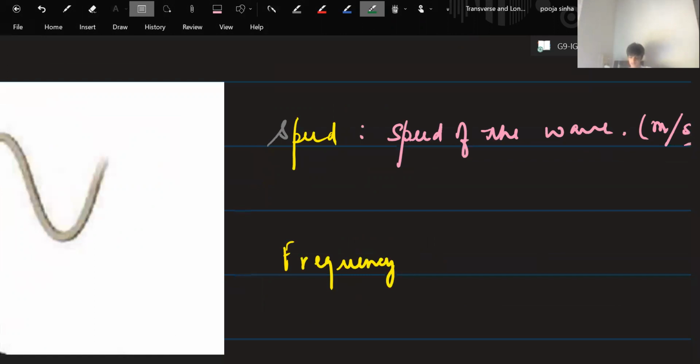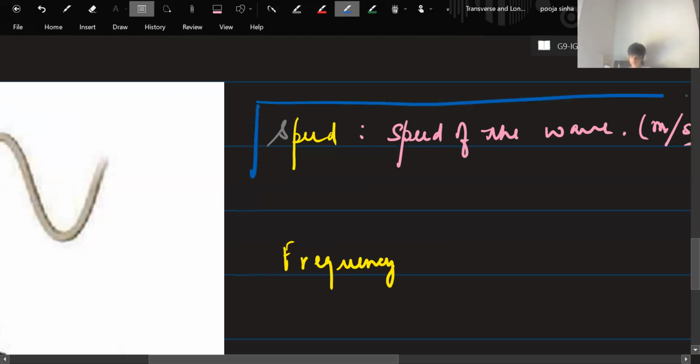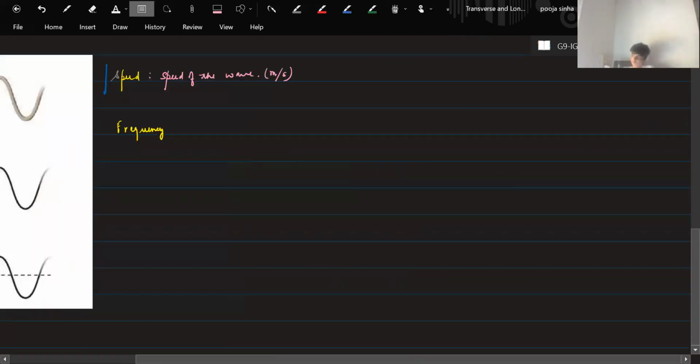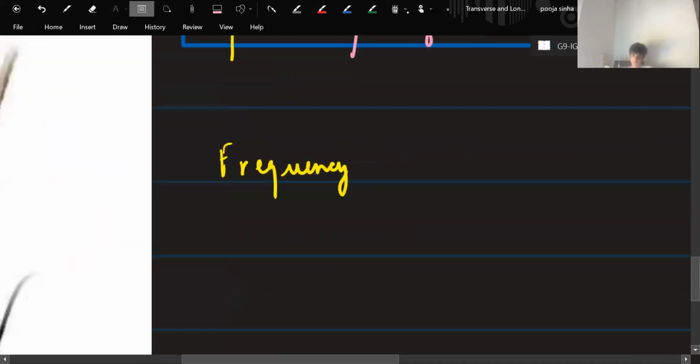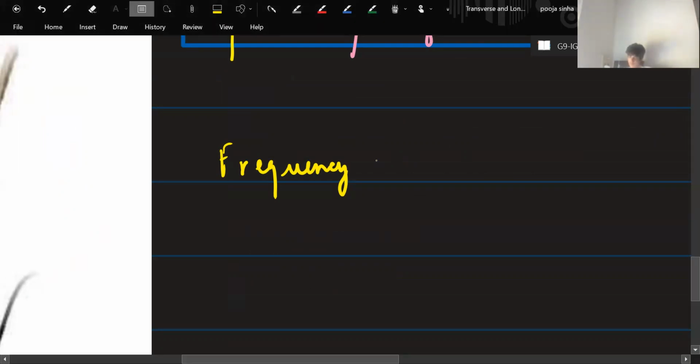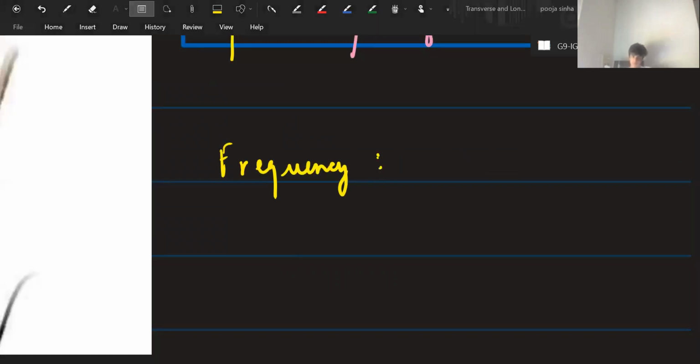Okay. Next is frequency. What is frequency? Frequency is the number of times the wave oscillates in a second. So whenever you are in 1 second, the number of waves passing through a point in 1 second.